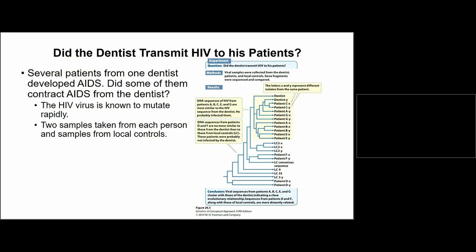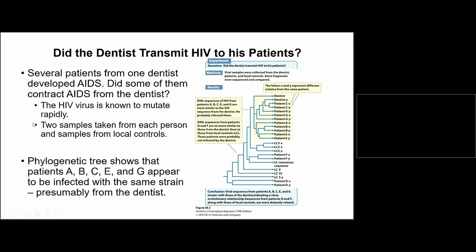And if you look at this phylogenetic tree, we see that up here at the top is the dentist. And he is much more closely related to patients C, A, G, B, and E than they are to any of these local controls, which is what the LC is. However, patients F and D are more closely related to the local controls than they are to the dentist. So actually it turns out that malpractice insurance did pay out claims to those individuals A, B, C, E, and G, which were most likely infected by this particular dentist in this particular case, right?